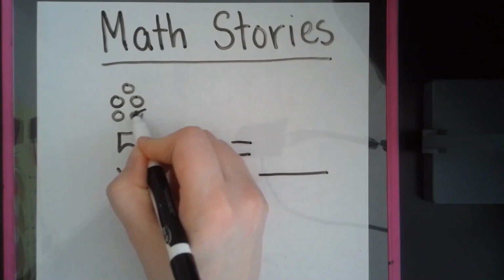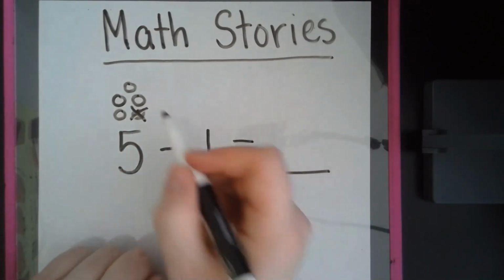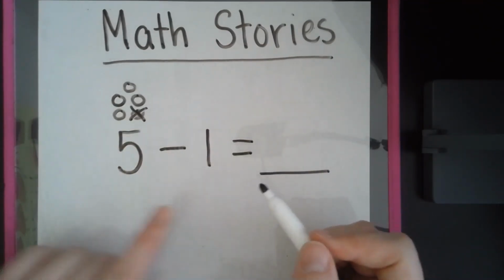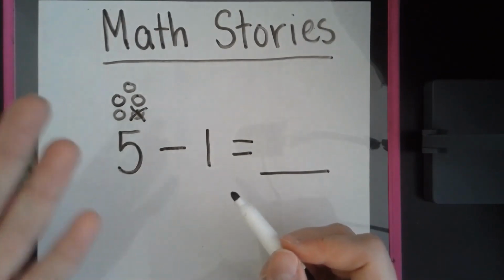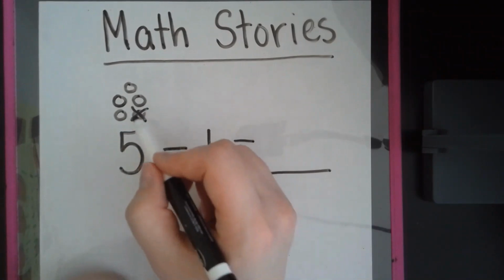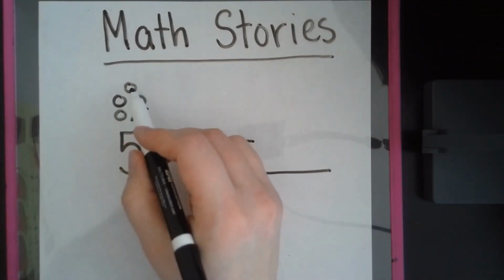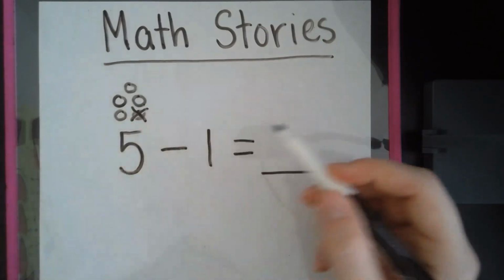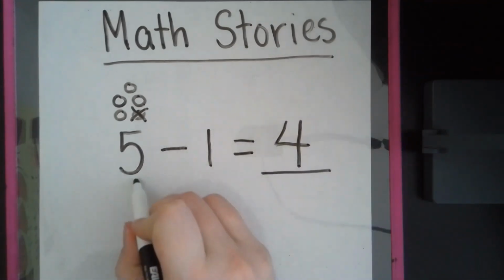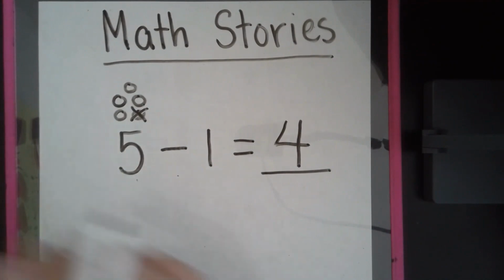So I'm just going to do a small x over 1. I'm not going to do any more, just going to do 1 x because I'm only taking away 1. Now I have to count how many circles I have left. Ready? Let's count how many circles we have left to find out how many friends I have over for dinner. 1, 2, 3, 4. So my answer is 4. 5 minus 1 equals 4.